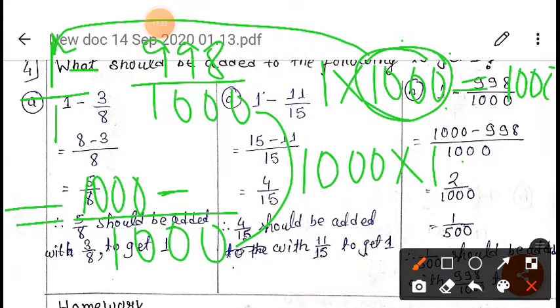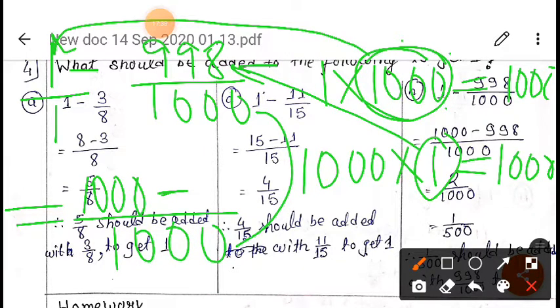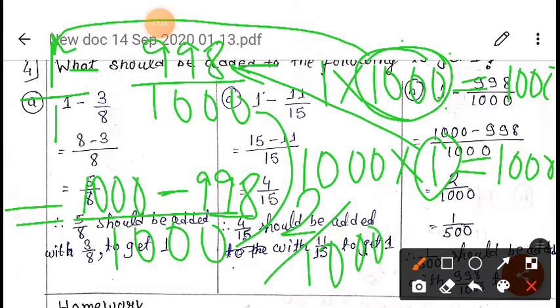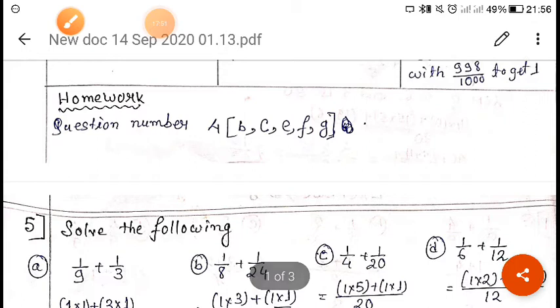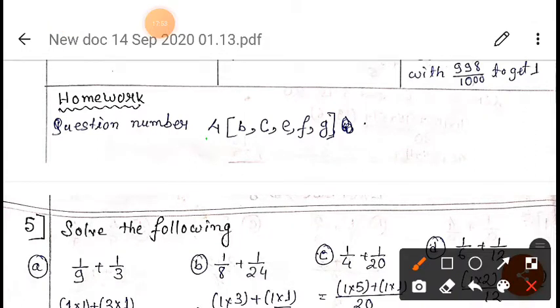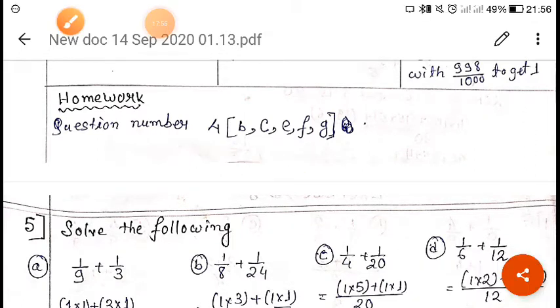1000 into 1 is 1000, right? So now this middle one will be multiplied with this 998. So we will get here 998. So what will be the answer? 2 by 1000, or we can write 1 by 500, right? So I hope you have understood how we have to do this, right? Next, this is your homework, do it at home and send it in the mathematics group of class 6A.